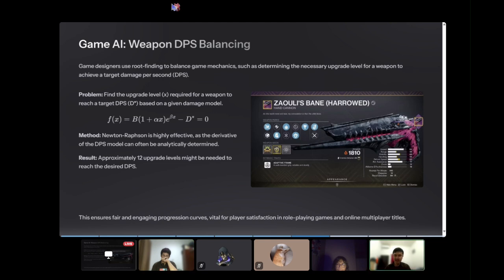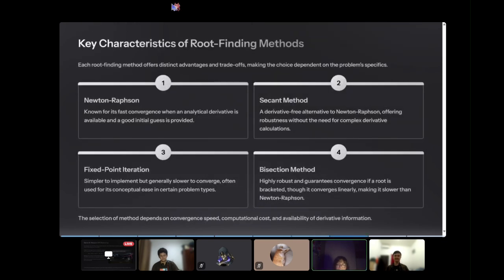The formula is f(x) equals P times (1 plus alpha x) times e to the power of beta x minus T star equals 0. The method is Newton-Raphson, which is highly effective as the derivative of the DPS model can often be analytically determined. Result, approximately 12 upgrade levels might be needed to reach the desired DPS. This ensures fair and engaging progression curves vital for player satisfaction in role-playing games.